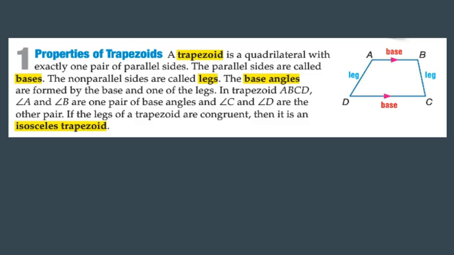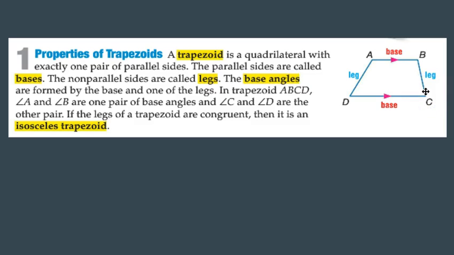Alright, so trapezoids. A trapezoid is a quadrilateral with exactly one pair of parallel sides. The parallel sides are called bases, which are shown here in red. The non-parallel sides are called legs, which are shown in blue here. The base angles are formed by the base and one of the legs.